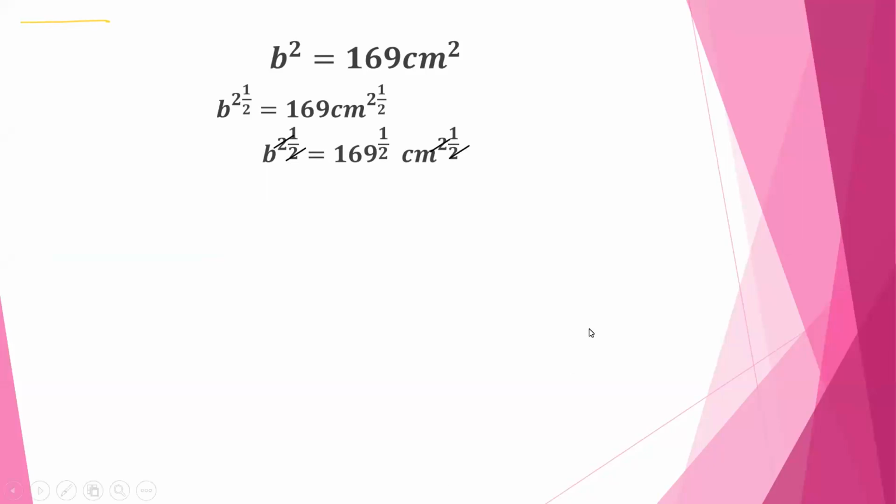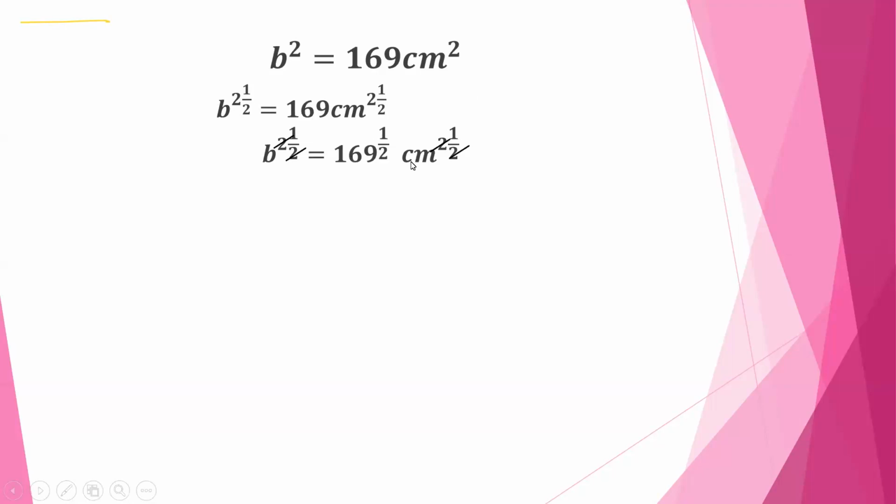right? So when you have b squared raised to the power half, this cancels out your square, because this 2 here will cancel this 2 here. And if you have any number raised to the power 1, it is the same as the number. So when you have this half canceling this 2, we have b raised to the power 1, which is the same as b.